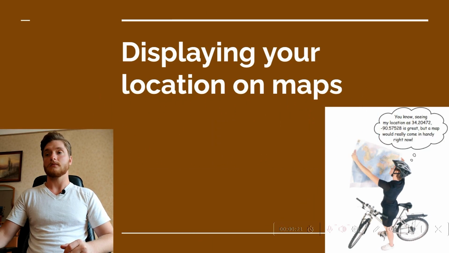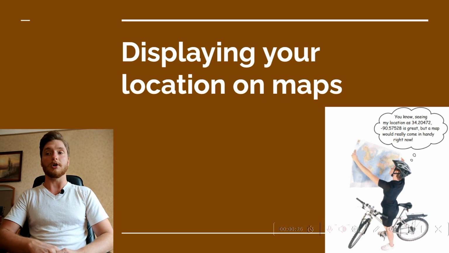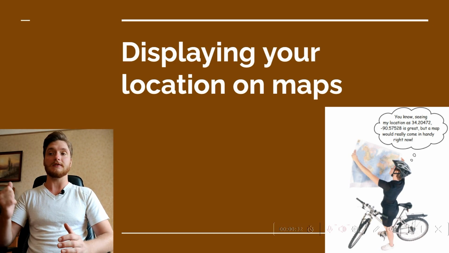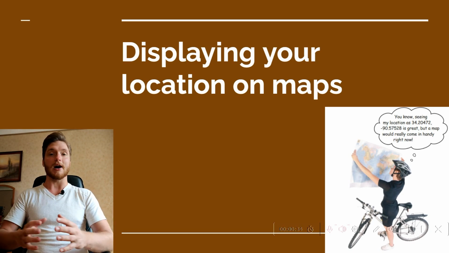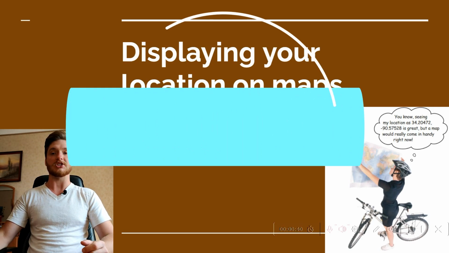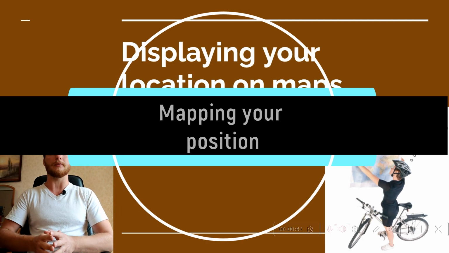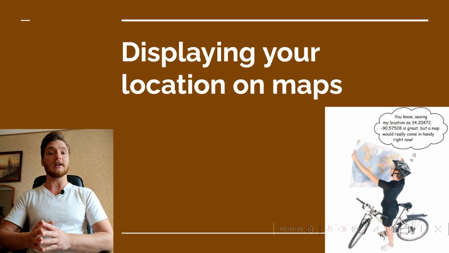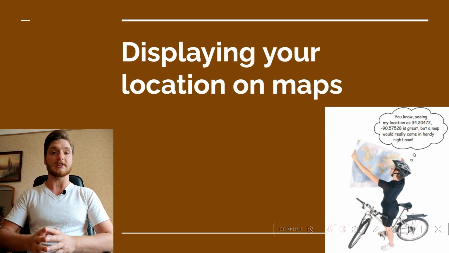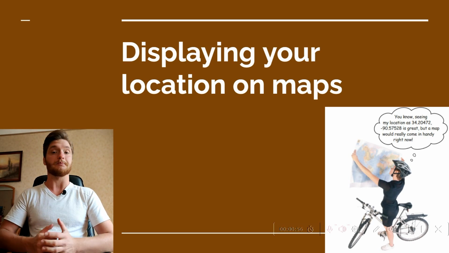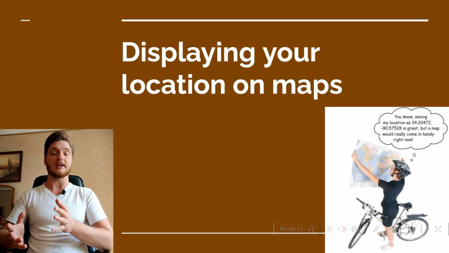Okay, so seeing my location as 34.2047, minus 90.575028 is great, but a map would really come in handy right now. Mapping your position. As we told you up front, the Geolocation API is pretty simple. It gives you a way to find, and as you'll see, track where you are, but it doesn't provide you with any tools to visualize your location.